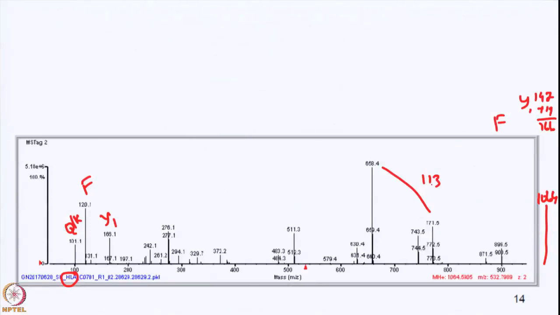That is a mass 113 gap. That's 128. 658 to 511, right here. That's 147. That's 161. No, it's 166, which plus 18, right? So again, that would be the 147 F. This would be Q, L, F.